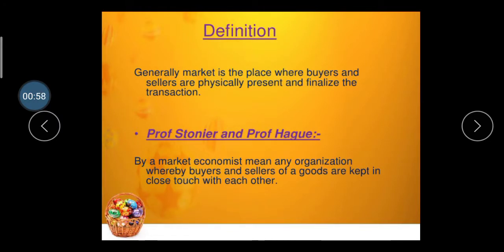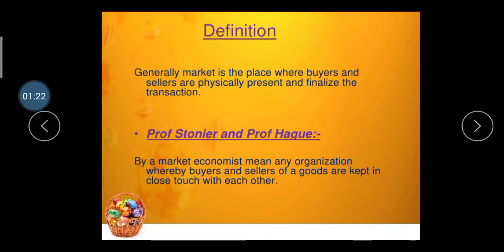First, the definition of market. In simple terms, generally, a market is the place where the buyer and seller are physically present and finalize the transaction. So the definition is simple: the place where the buyer and seller gather for purchasing and selling activities is called the market, right?